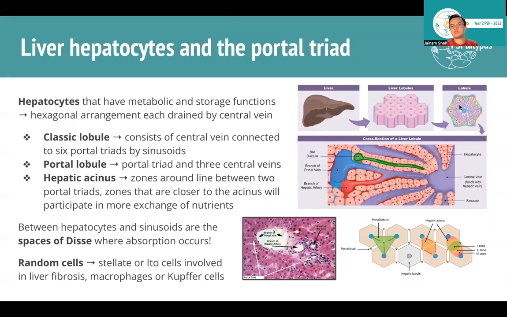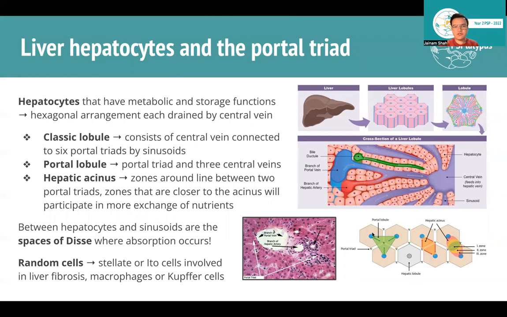The central vein then drains into the hepatic vein, and then they drain back into the IVC, and so on. Another way to think about it: this is called a classic lobule. There's also something called a portal lobule. I encourage you to look at the bottom diagram here, where you've got this green triangle. It's just another perspective. Instead of a hexagon, you have a triangle.